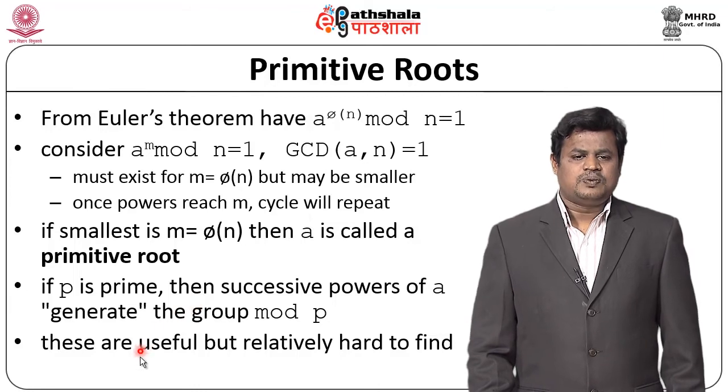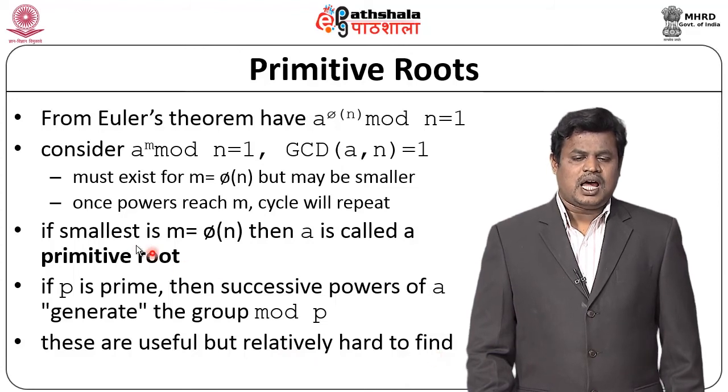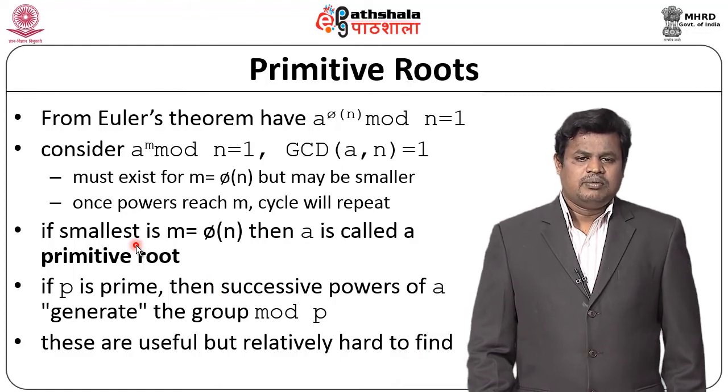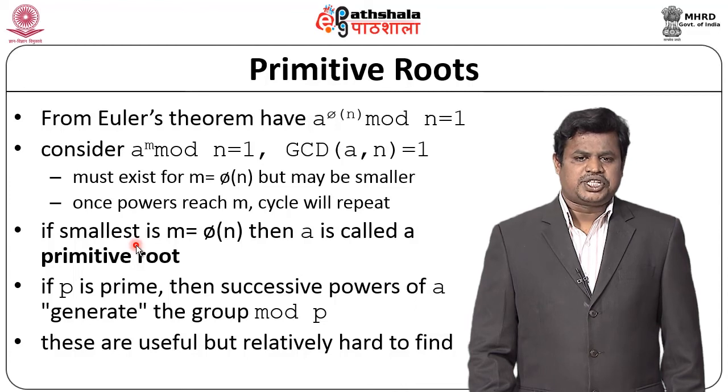So these are useful, but relatively hard to find. Primitive roots are used between Alice and Bob, as in the function we mentioned, in order to exchange their secret information.